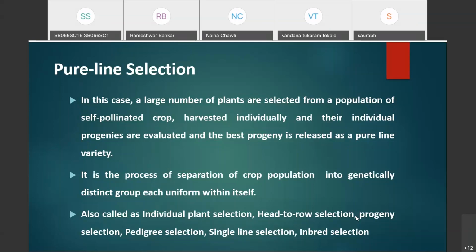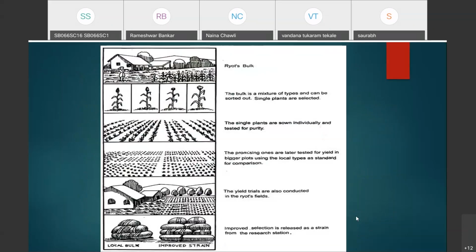But just remember another definition of pure line selection, as I am repeating this one: isolating a desirable homozygous individual from the mixed population and multiplying the same without contamination to release as the new variety is known as pure line selection. Okay, that is how pure line selection is defined in various ways.